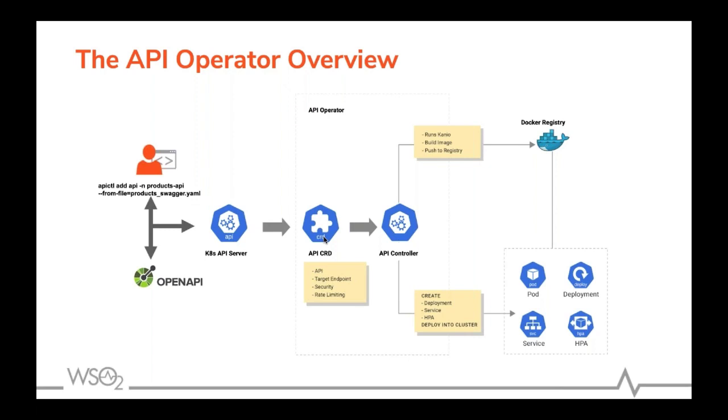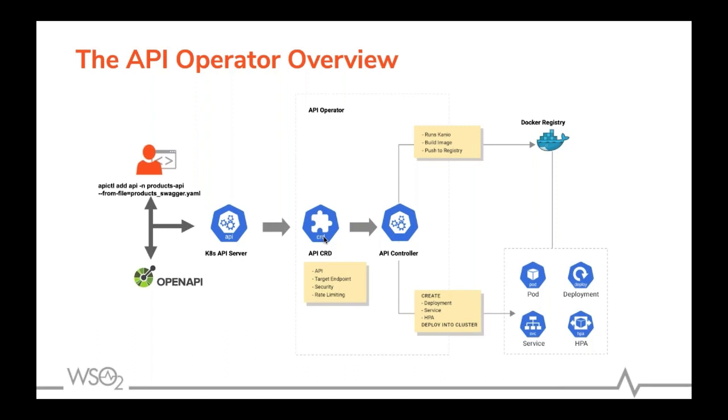Once you deploy this Swagger definition to the API operator in Kubernetes, the API custom resource definition gets deployed and the API controller will start consuming it. The API controller does two main tasks. The first task is to run a Kaniko job. Kaniko is a Google tool which builds Docker images in Kubernetes. Once the Kaniko job is started, it will create a Docker image for your API microgateway based on the Swagger definition you provided. Once the Docker image creation is done, it will push the Docker image to Docker Hub.